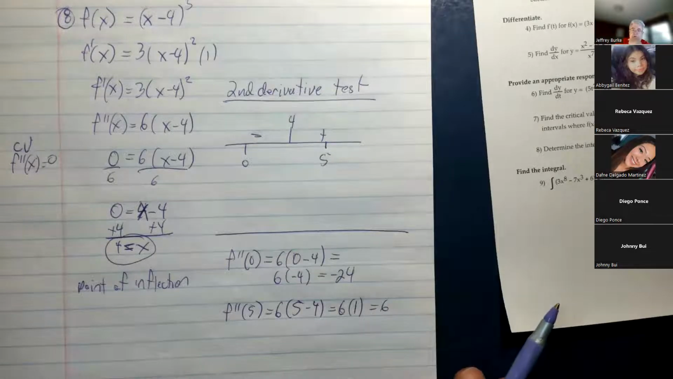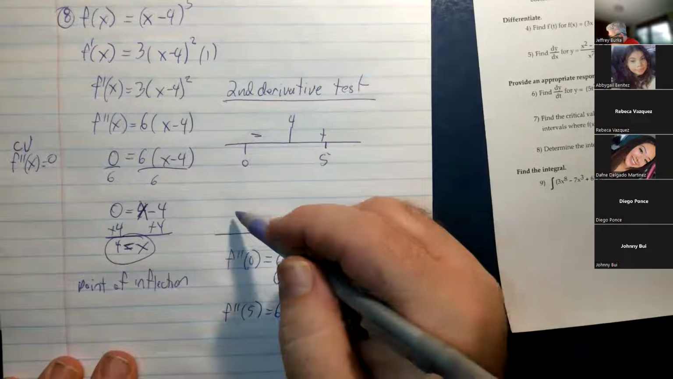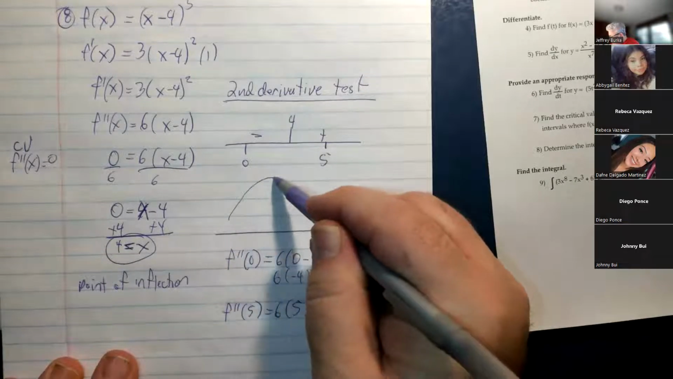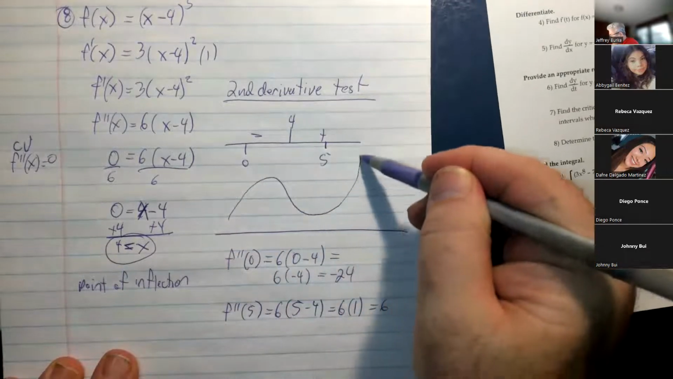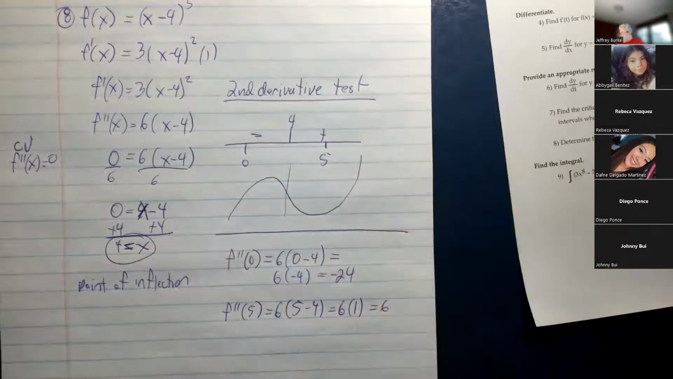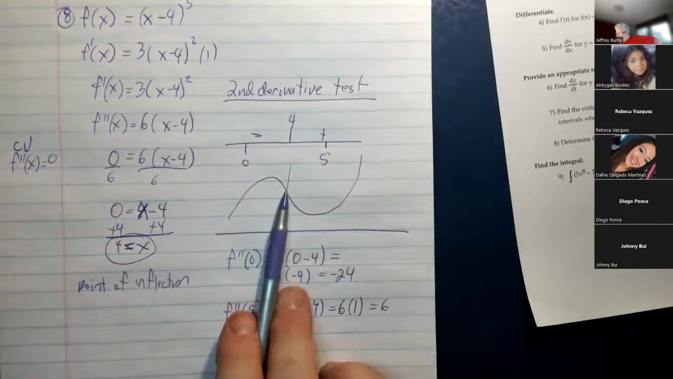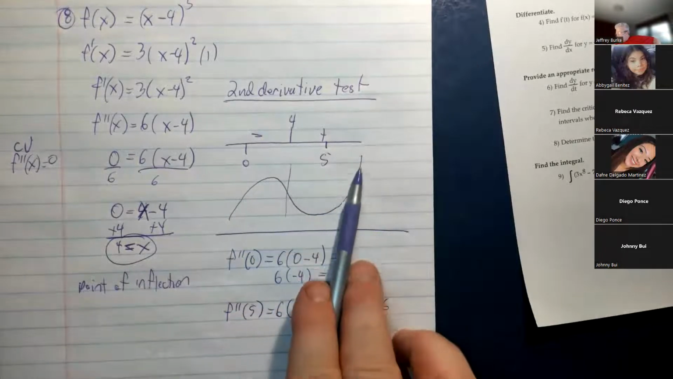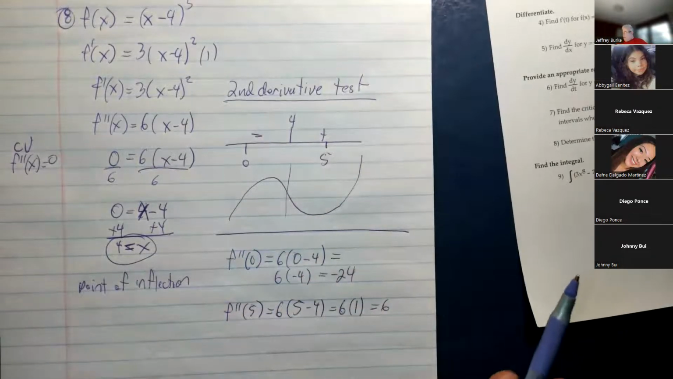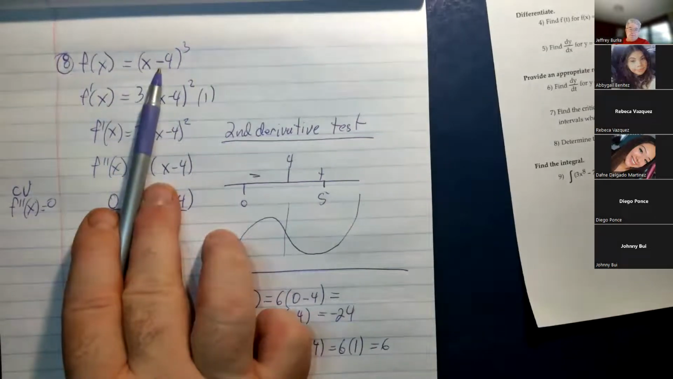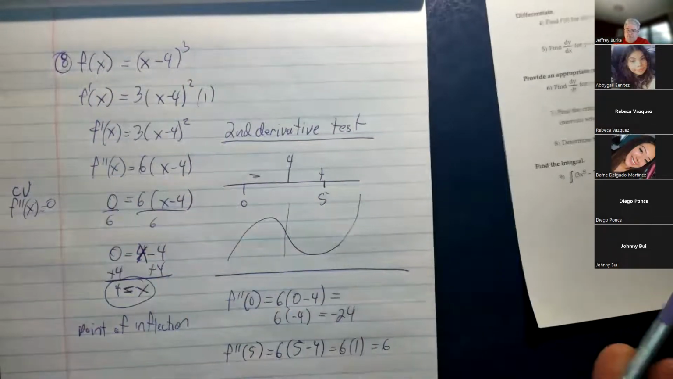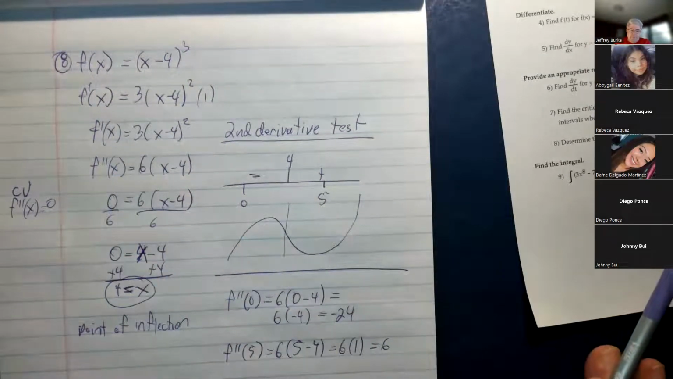So what happens on a graph like this is it's probably doing something like this, then it begins to switch concavity. It's going to be concave down through here. Then once it gets here, the concavity switches upward, and then it goes up further like this. Because this is the graph of x minus 4 to the third, we expect a graph that looks like this.